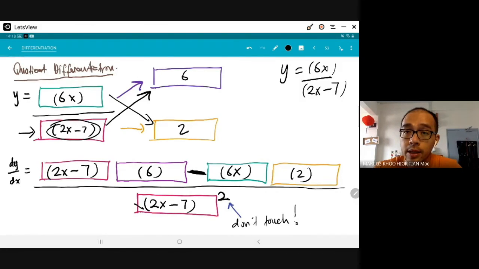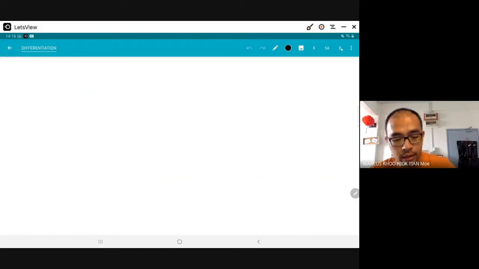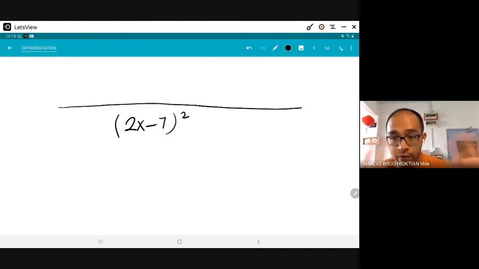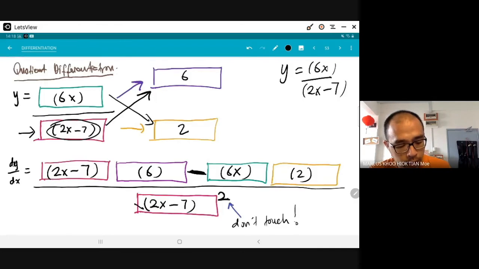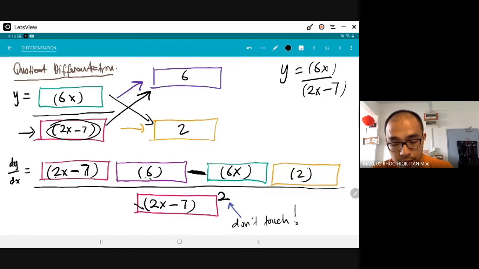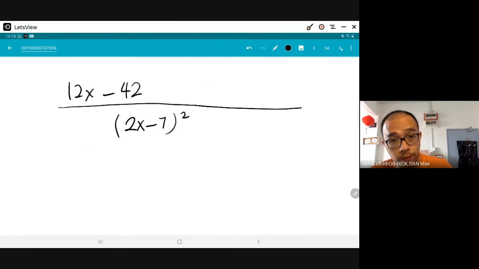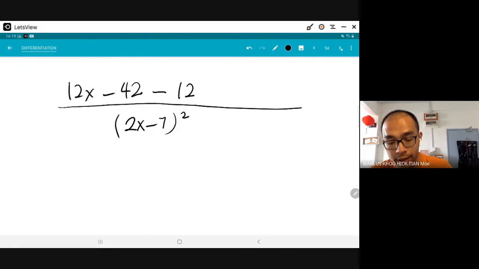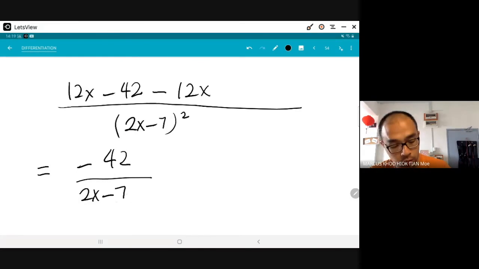Okay, and once you have gotten that, so down here is 2x minus 7, the whole thing is squared. And as I said, the bottom, don't touch it anymore, just leave it alone. Okay, let's settle the top. 2x minus 7 multiplied by 6, 2 times 6 will be 12x. Negative 7 times 6 will be minus 42. Then this one will be minus 6x times 2 will be minus 12x. So my final answer will be minus 42 over 2x minus 7 to the power of 2.